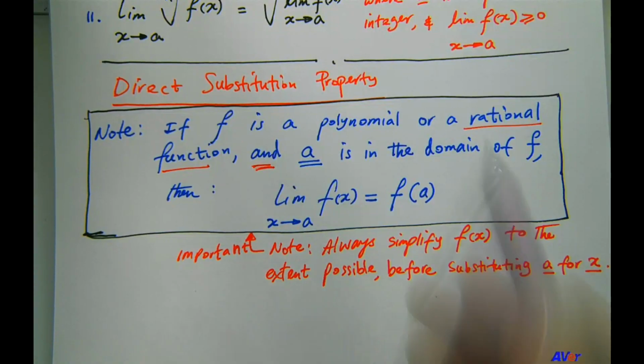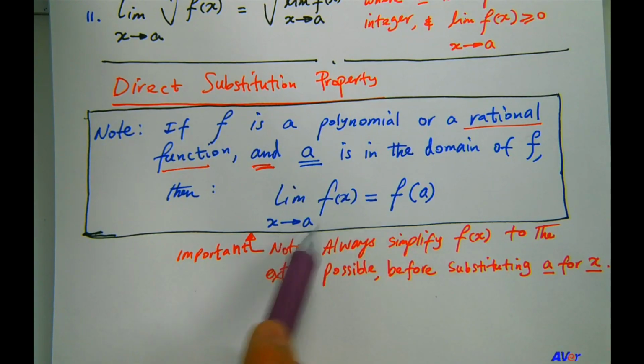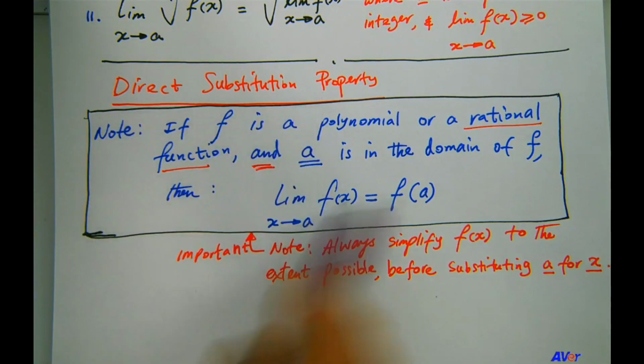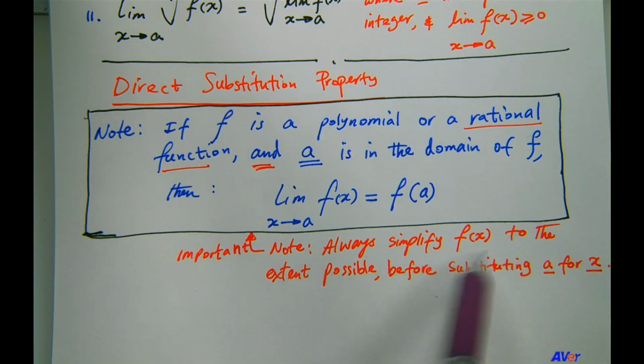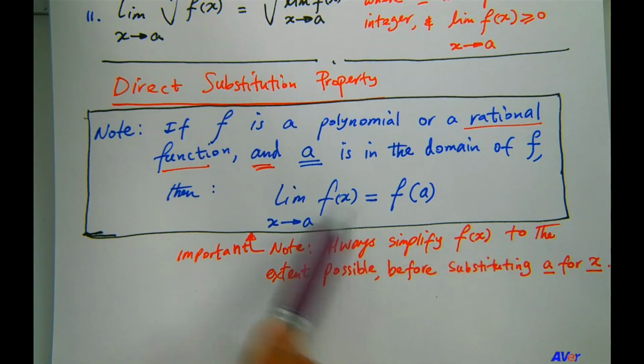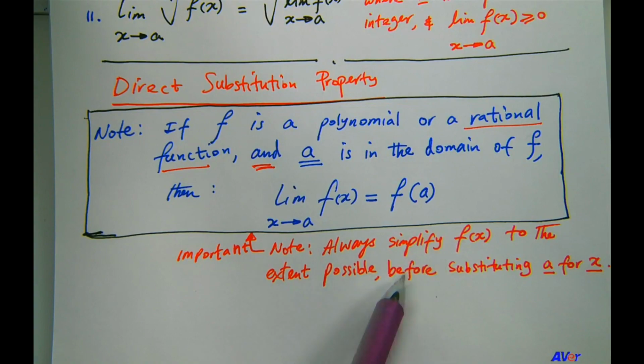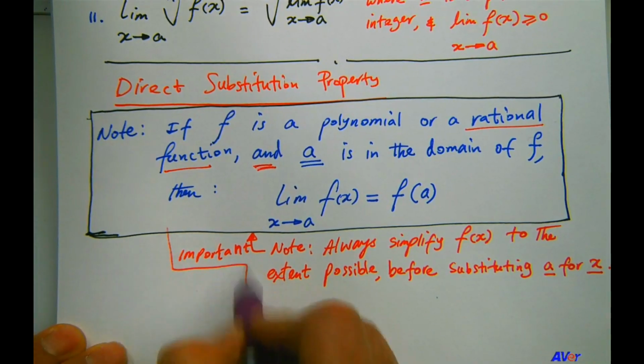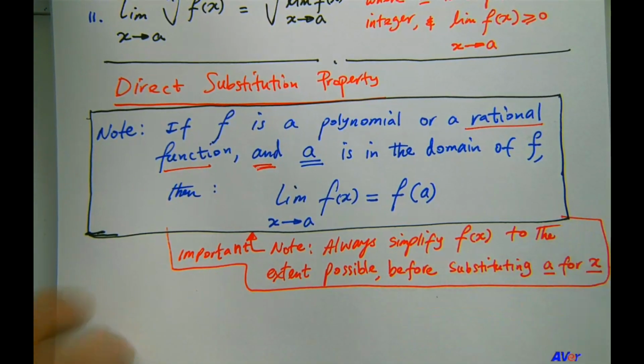Because a lot of times, especially when you have rational functions, even though there is a limit for the rational function, when you directly, immediately substitute this a for x, you're going to get an undefined expression. But not so after you simplify f of x to the extent possible. So you want to always simplify this function to the extent possible before substituting this limiting value for x. Okay, very important to remember.